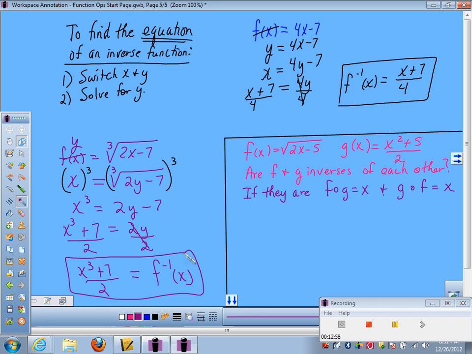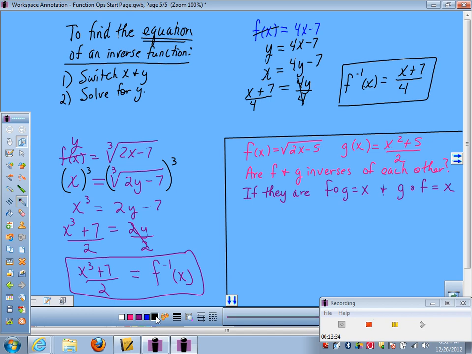All right, our last little piece. You'll notice I have two functions here for you, f and g. And it says, are f and g inverses of each other? This is a cool little thing. Turns out, if two functions are inverses of each other, if you do f of g or g of f, in other words, if you put one of them into the other, and it doesn't matter which one you put into which, you should end up with an answer of x. Not 2x, 3x, not x plus a number. If you get plain old x, they're inverses of each other.